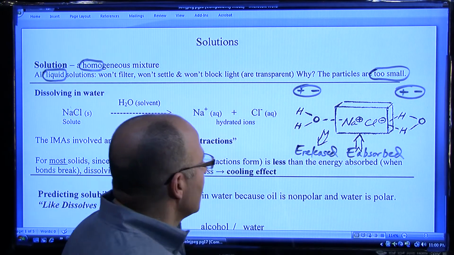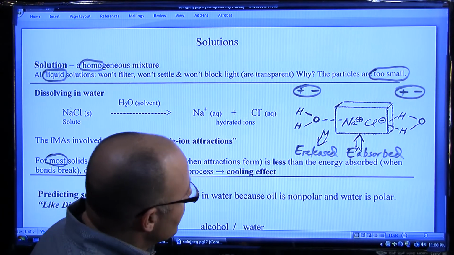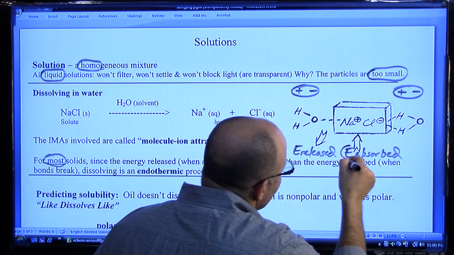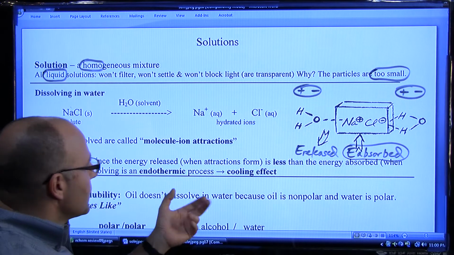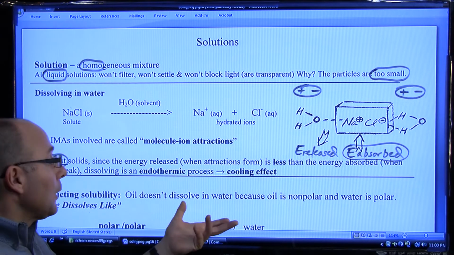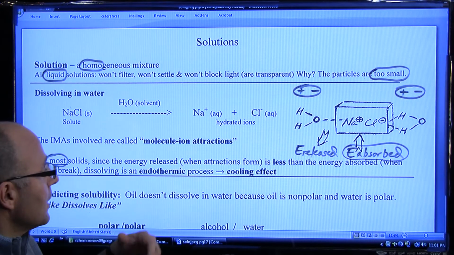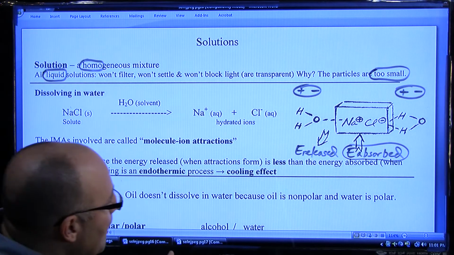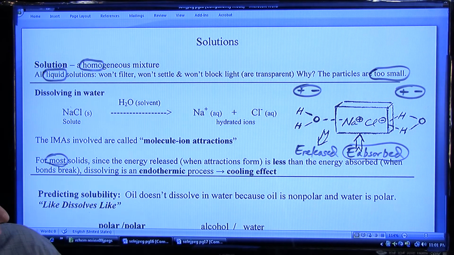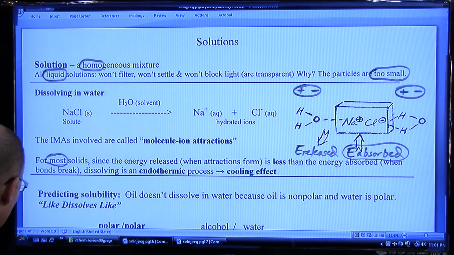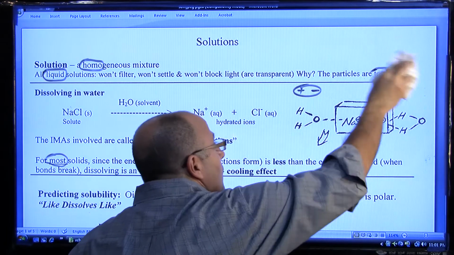What I'm saying is, in the case of most solids, the energy absorbed is greater than the energy released. So that energy has to come from somewhere, and in that case, it comes from the thermal energy of the water itself. So the dissolving process has a cooling effect. What that means is, simply put, if you have a container of water and sodium chloride is being dissolved in it, the temperature of the water will tend to decrease.